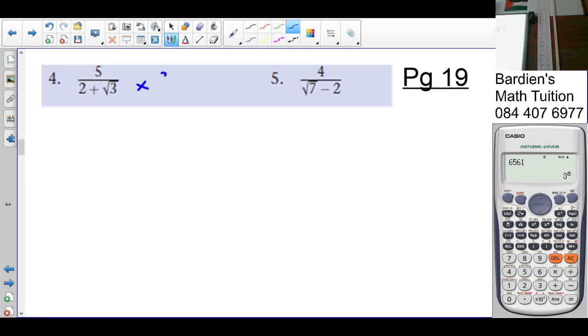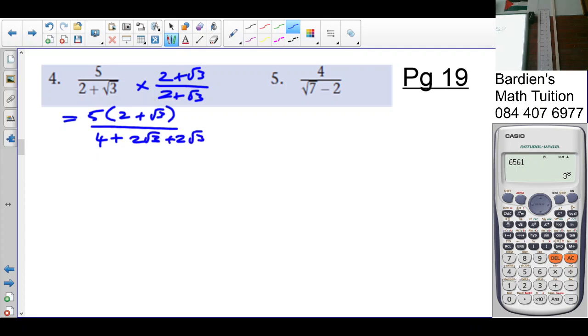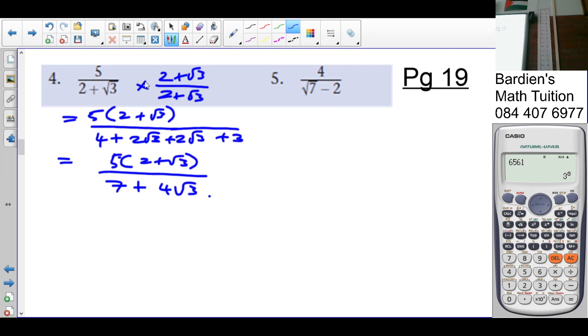So you multiply this by 2 plus root 3 over 2 plus root 3. The numerator is going to be 5 into 2 plus root 3. Over, we multiply 2 by 2, I get 4, 2 by root 3, I get 2 root 3, 2 by root 3, I get 2 root 3, root 3 by root 3, I get root 9, which is 3. It's going to give me 5 times 2 plus root 3 over 7 plus 4 root 3. Have I sorted out the issue? No. I haven't rationalized the denominator there. So that is not right.